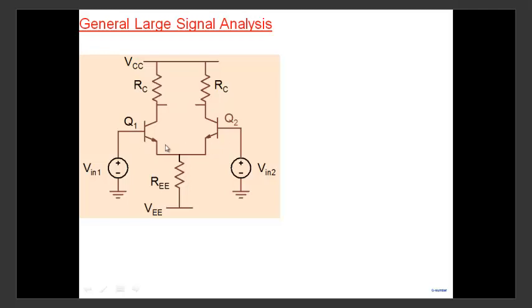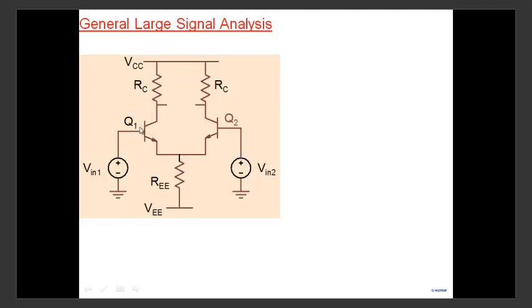So when you apply a large voltage, 1 volt here and 0 here, whatever current is flowing here, 2 milliamperes, the entire 2 milliamperes will now flow through Q1 and nothing will flow through Q2, because the forward bias on Q1 is so much higher than Q2. Entire current will flow through Q1. On the other hand, if you apply a large voltage here compared to this, the entire current will flow through Q2 and Q1 will actually go into cutoff.